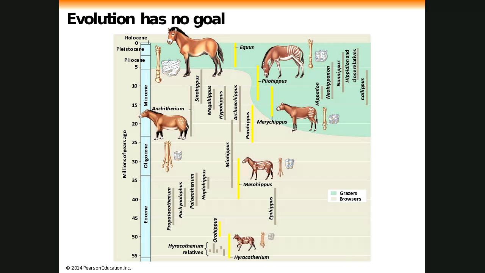Now, I'm not going to go through horse evolution. That's not my point of this slide. What I want to show you is that evolution does not have a goal. The goal of evolution way back 55 million years ago, when we were dealing with the Hyracotherium, the relatives of horses, wasn't to make the modern horse.